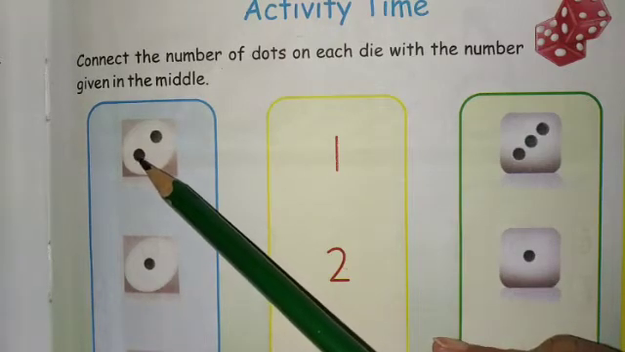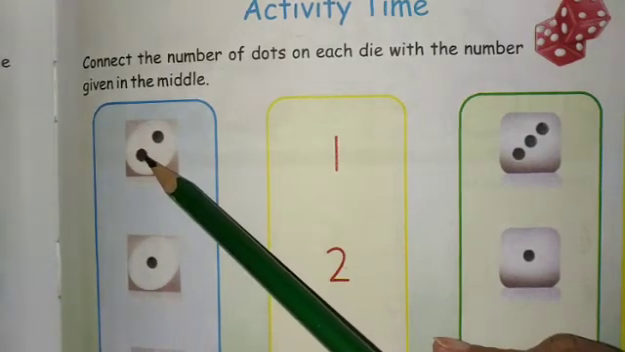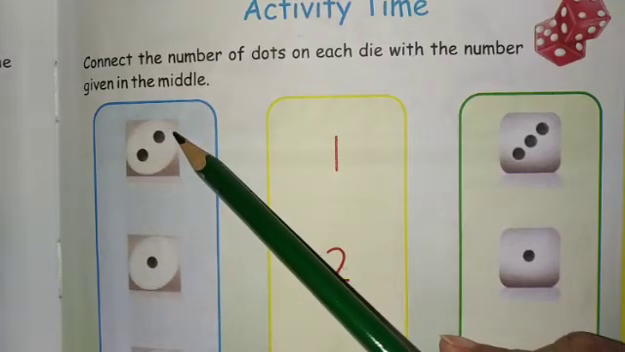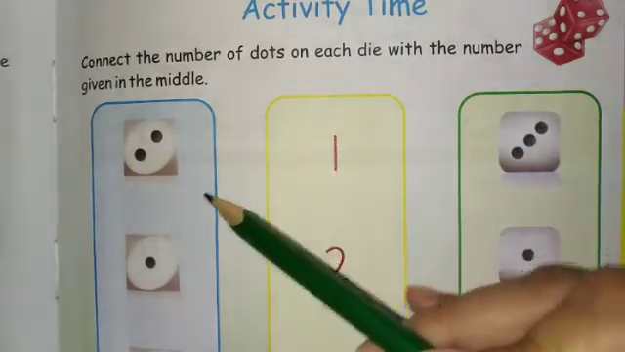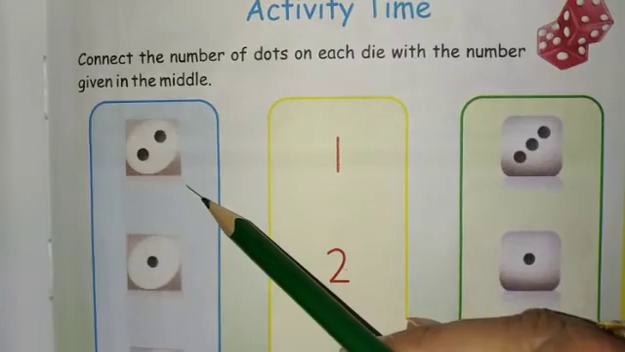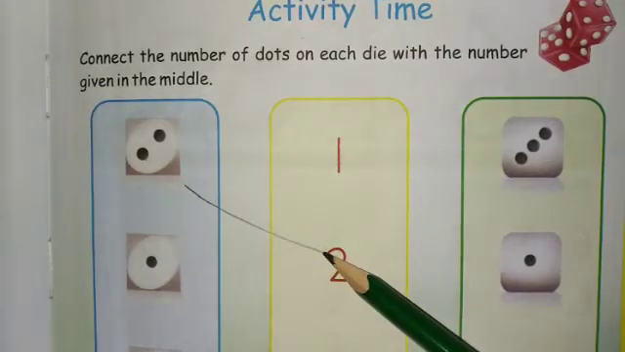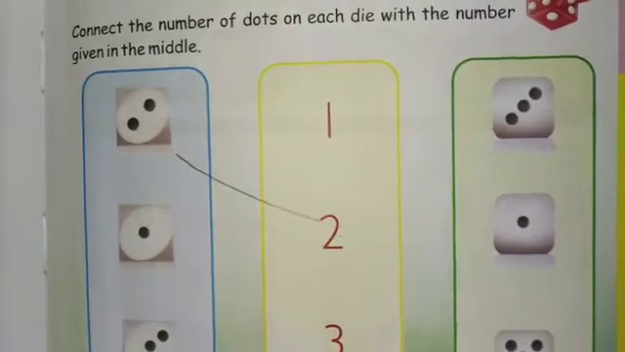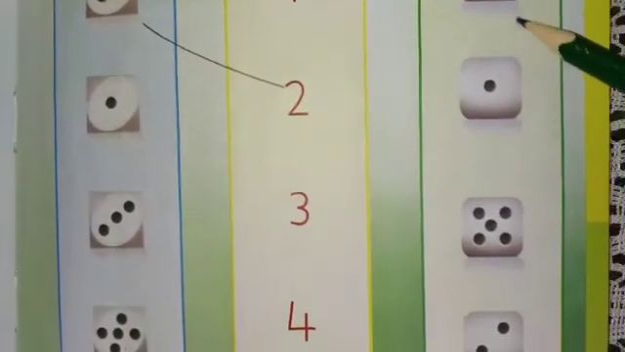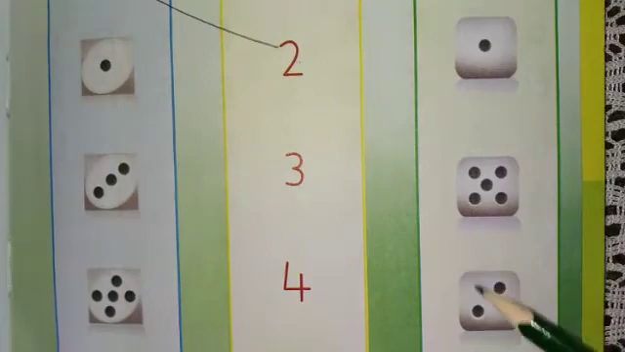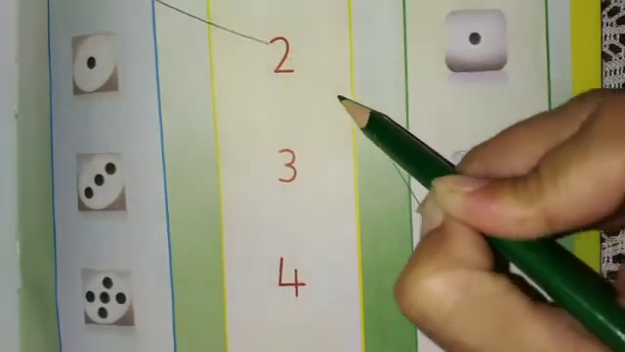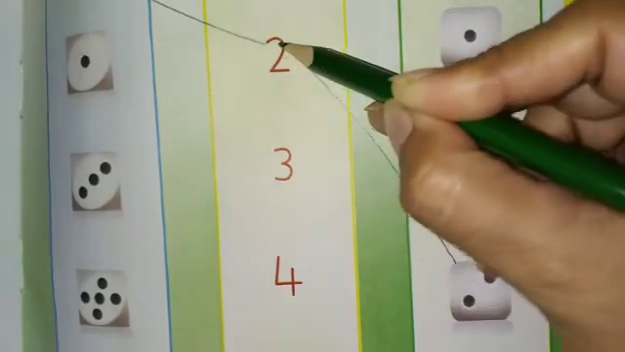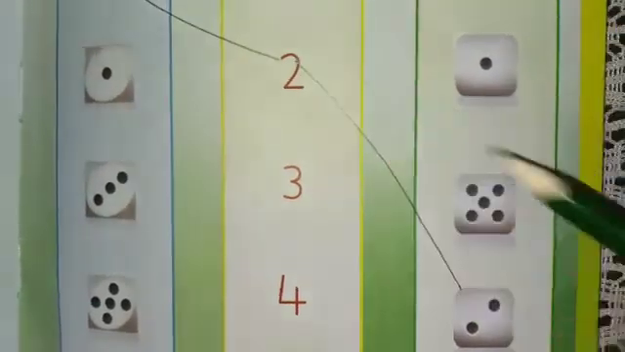We will count these dots. 1, 2. Where is number 2? Oh, it is here. So let us connect this die here with this number 2. Okay. Now we will search for number 2 here. Where are 2 dots? Here. I can see 2 dots here. 1, 2. So let us connect this die with this number 2 here. This way we will connect number 2.